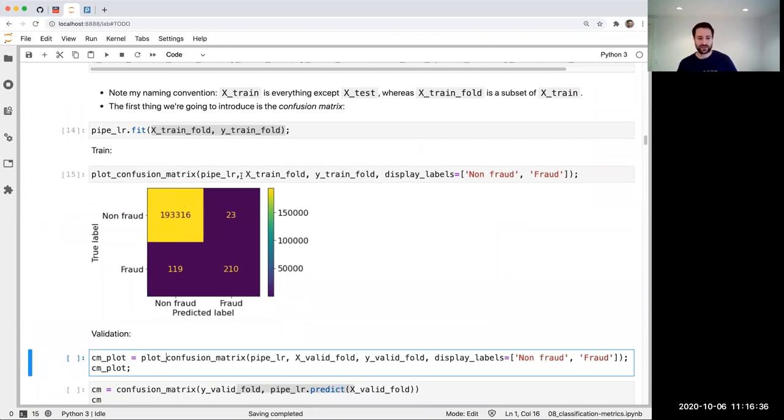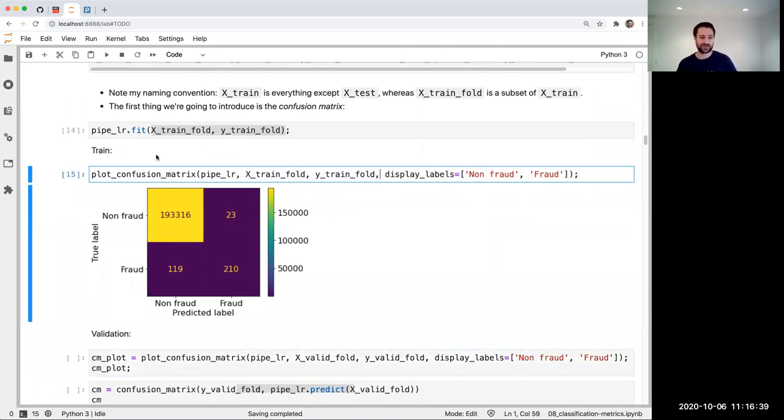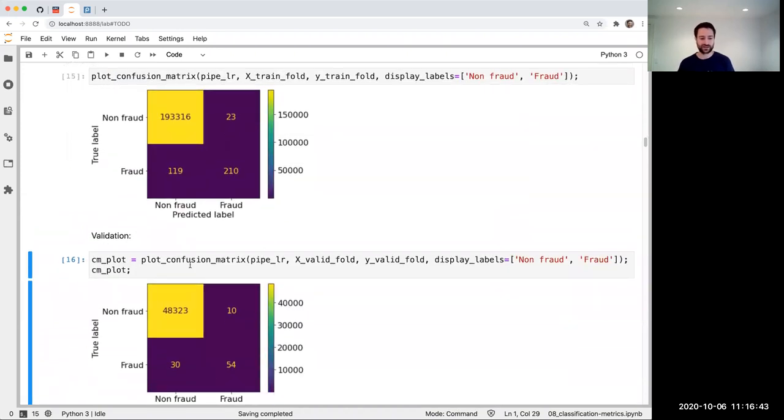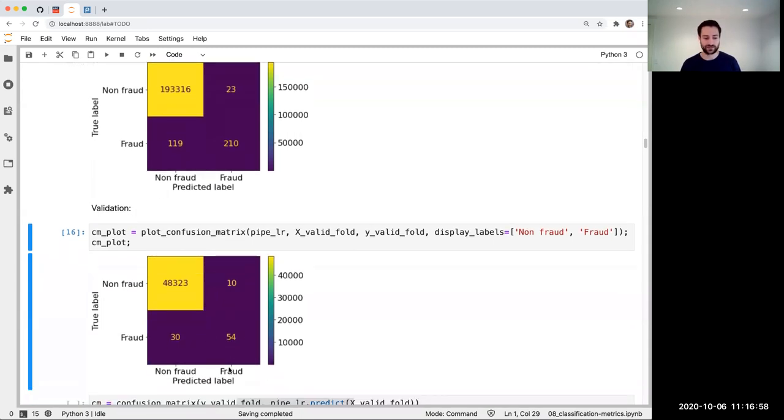So this was made on the training set. This is like the training accuracy. I can do the same thing for the validation set, and this is like the validation accuracy. You can see all the numbers are smaller here because our validation set is 1/4 the size of our training fold. And it's the same sort of pattern where of the ones that are fraud, we're really not doing a good job catching most of them.